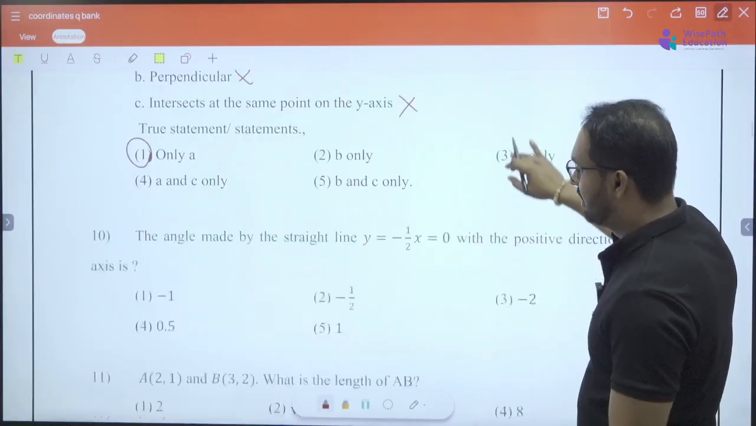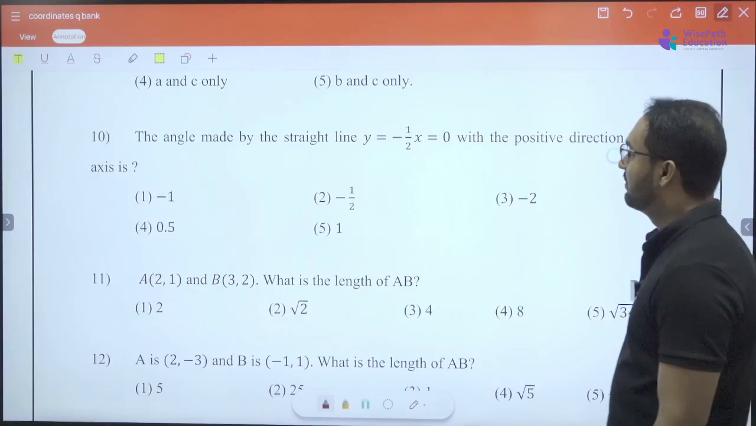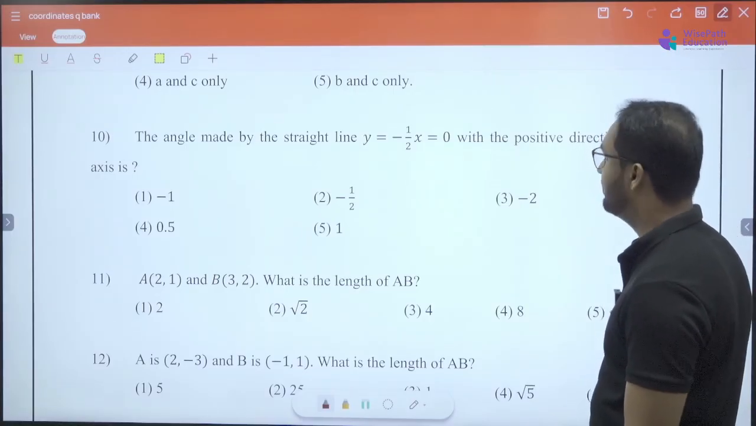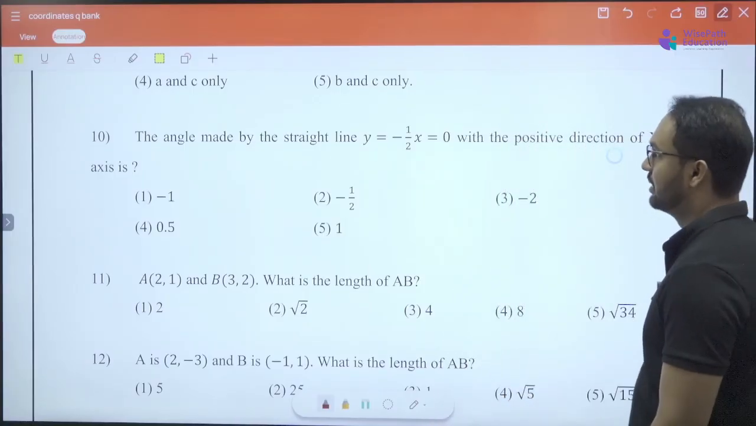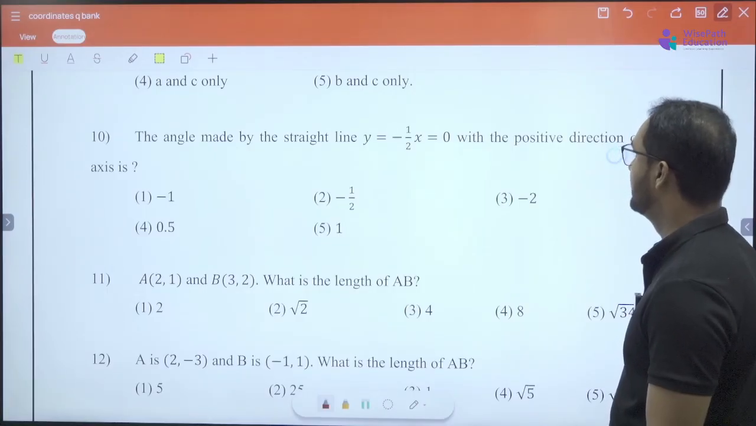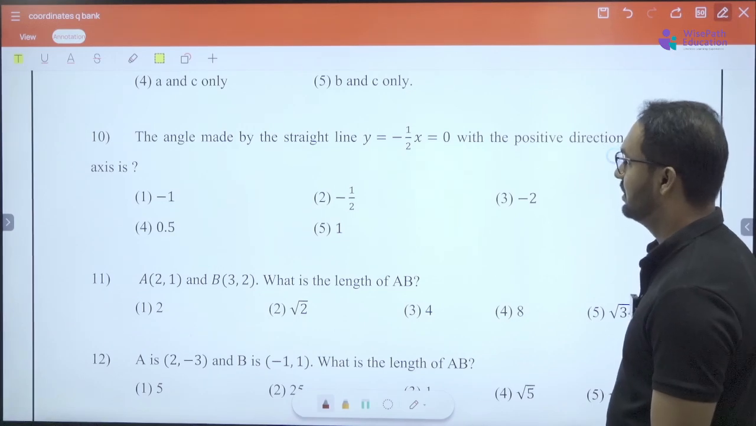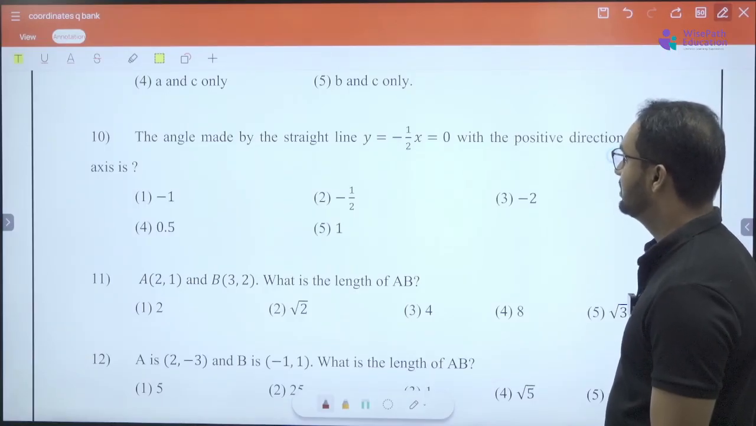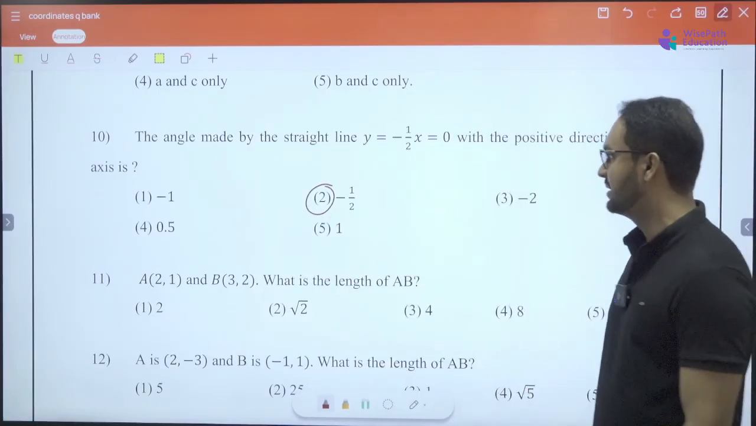10th question: the angle made by the straight line y equals minus half x equals 0 with the positive direction of the x axis. That is the gradient, isn't it? Yes, it's tan theta. Tan theta is opposite over adjacent, so it's again the gradient, that is minus half.